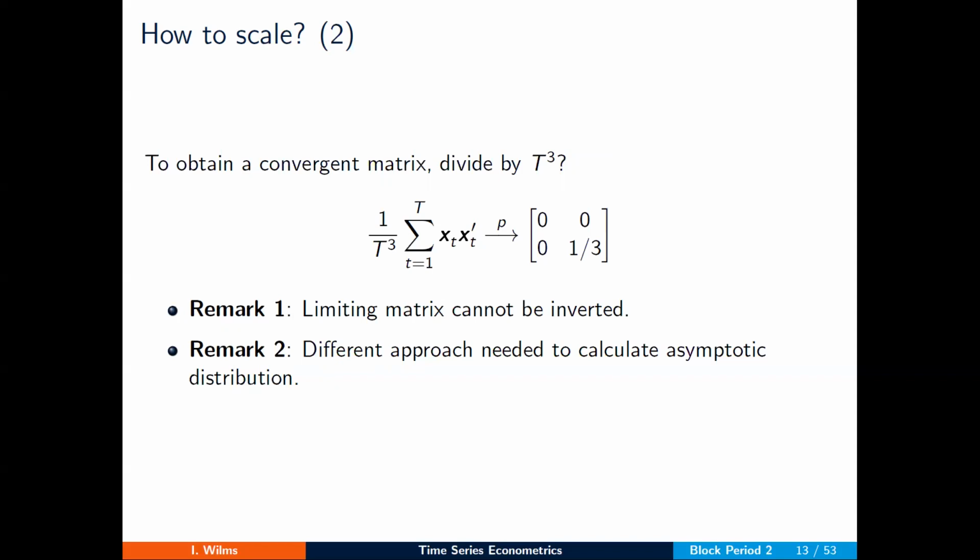invert this matrix, while we actually need its inverse, as we need the inverse of the cross product matrix X prime X in the least squares formula. So this will also not work. So we actually need a different approach to calculate the asymptotic distribution.